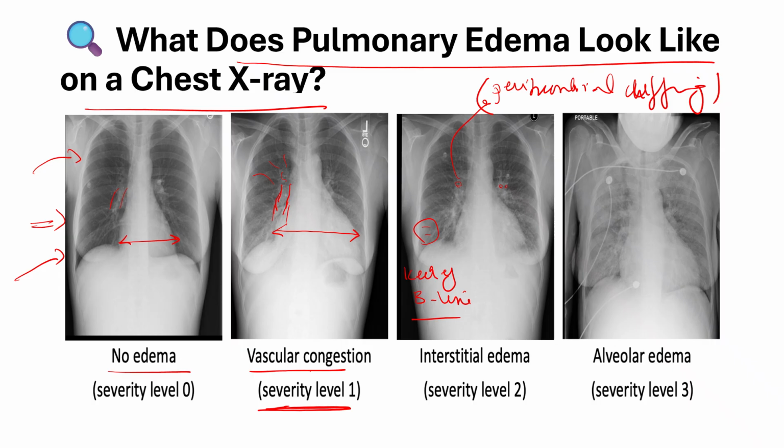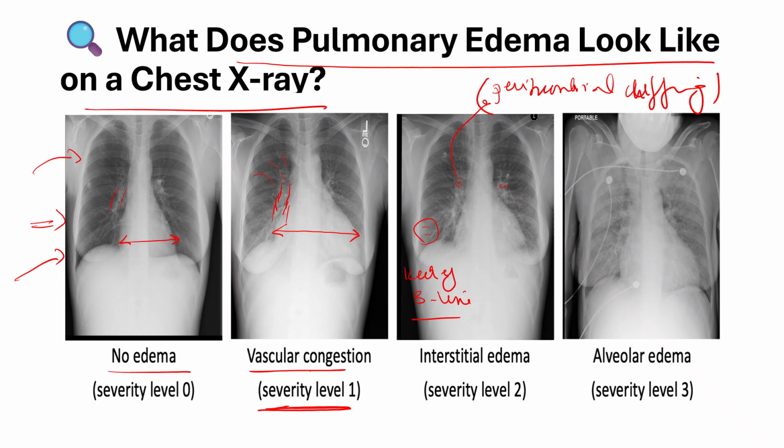Peribronchial cuffing is basically the thickening of the airway. It looks like a donut shaped airway, which is thickened from outside, or sometimes you see a halo around the airway. It is commonly present in bronchitis, bronchiolitis, and sometimes in pulmonary edema.